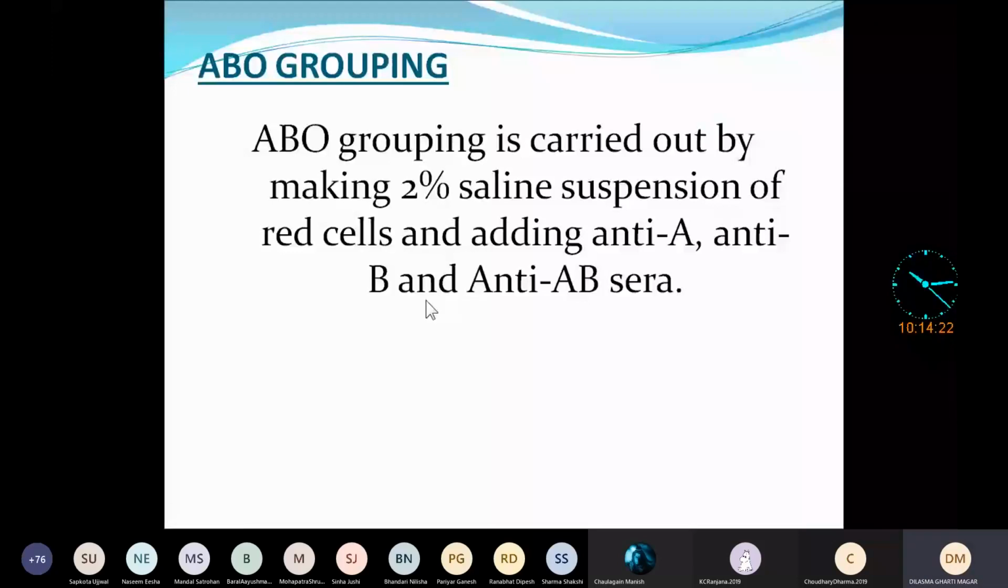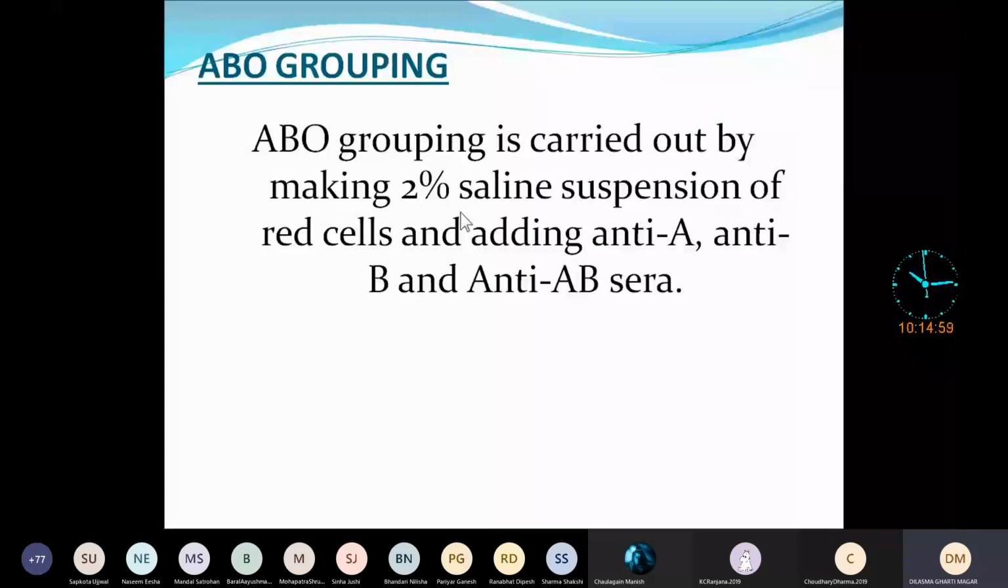So now, the ABO blood grouping is carried out by making the 2% saline suspension of the red cells. Whatever blood we take, we make the 2% saline suspension of the red cells, and then we add the antisera. Those antisera are the anti-A, anti-B, and then the anti-AB. But for the Rh grouping, we also add the anti-D. Now we are talking about the ABO blood grouping, so I'm talking mainly about anti-A, anti-B, and anti-AB.